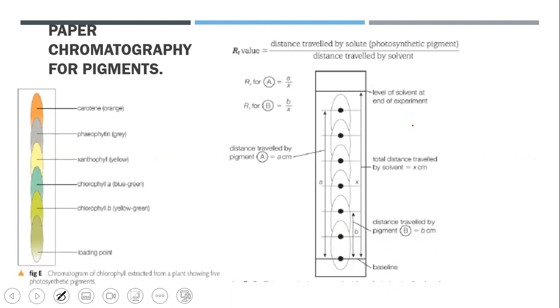So what are you going to do? You are going to let the process happen. The different pigments inside the chlorophyll will all end up separating. They will all end up traveling different distances because they all have different solubility in the solvent.